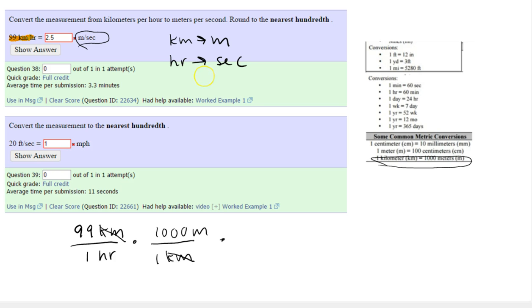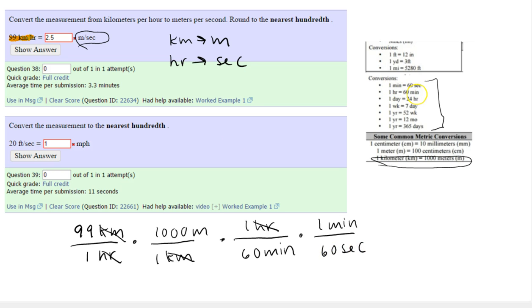Now we need to change hours to seconds. So we're going to use these conversions. So we're going to have to change from hours to minutes and then minutes to seconds. So first we want to change hours to minutes. So I want the hours to cancel. Right now this hour is on bottom. So I'm going to put 1 hour on the top and 60 minutes on the bottom. Then hours will cancel. So right now I have meters per minutes. Now I want to change minutes to seconds. So I'm going to put minutes on top, 1 minute, and 60 seconds on the bottom.